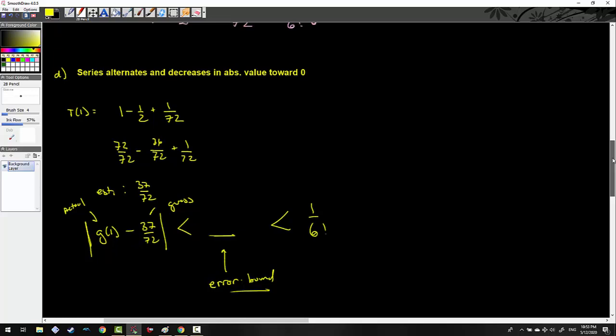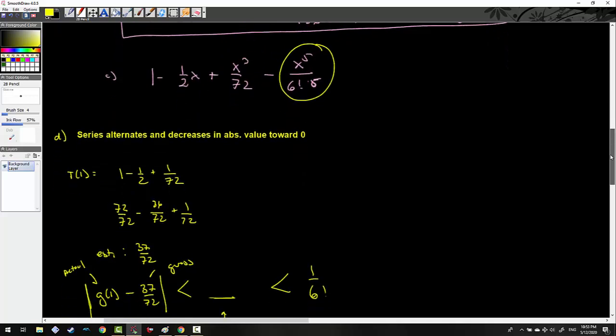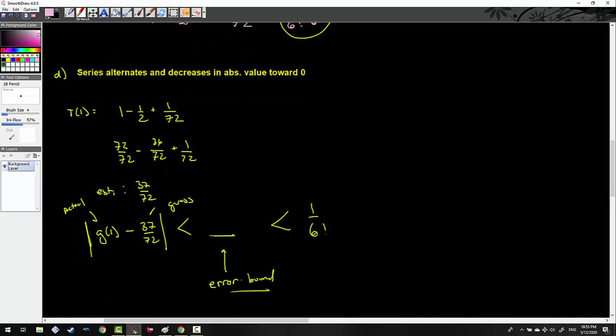So what is my error bound? Well, remember, my error bound is always the term that happens after my last term of my guess, which is going to be this guy. And if I evaluate this at x equals 1, what I get is 1 over 6 factorial times 5. Now, is this true? Is 1 over 6 factorial times 5 less than 1 over 6 factorial? It is, because we have a larger denominator, meaning we have an overall smaller number.